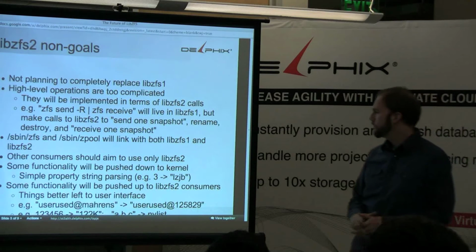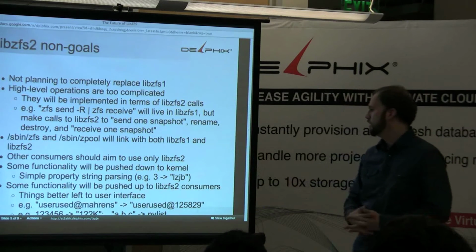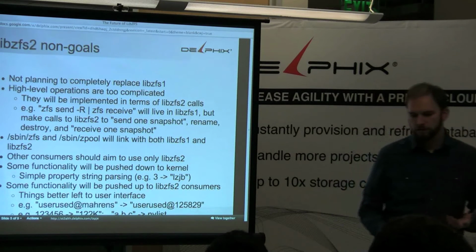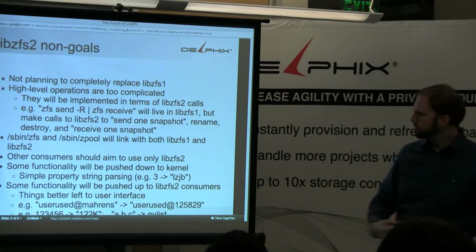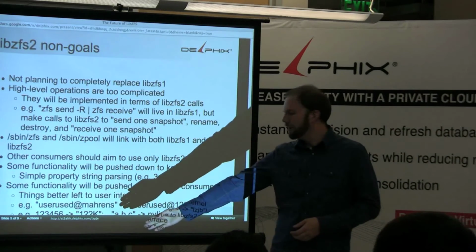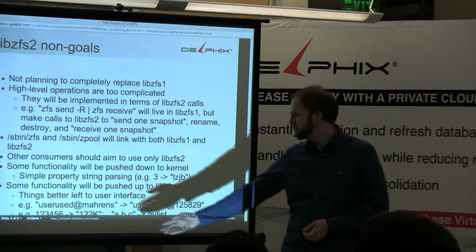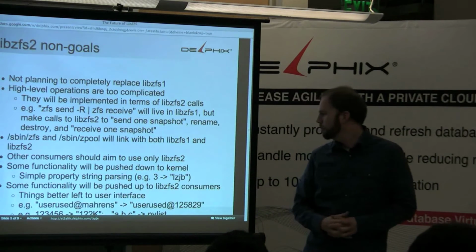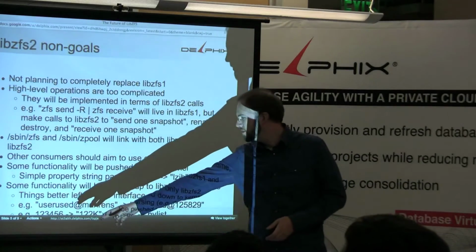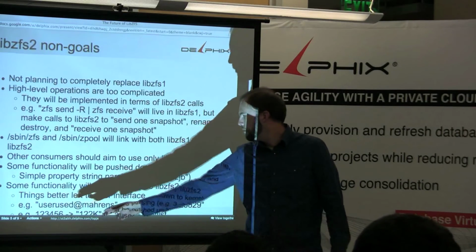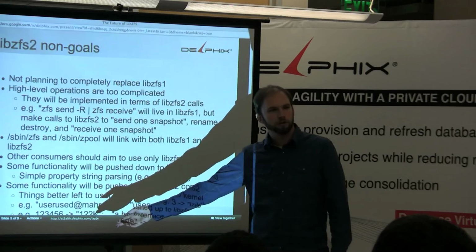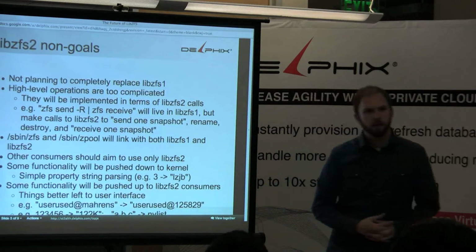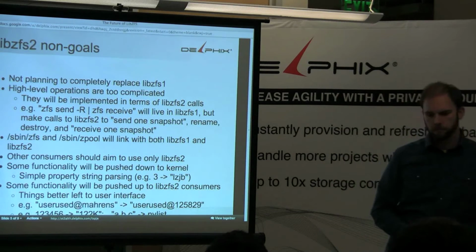And then other functionality would be pushed up to libZFS consumers. This is mainly things that are better left to user interfaces. So for example, doing the LDAP lookups on names of users and translating that to numbers. And this is a little bit cut off, but translating sizes in bytes from the number to pretty printed 122 kilobytes. And if this is a comma separated list, turn that into an NV list.